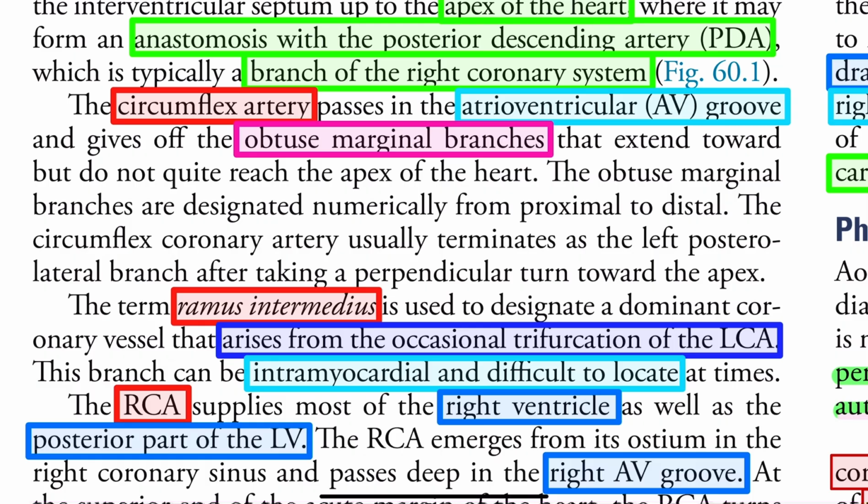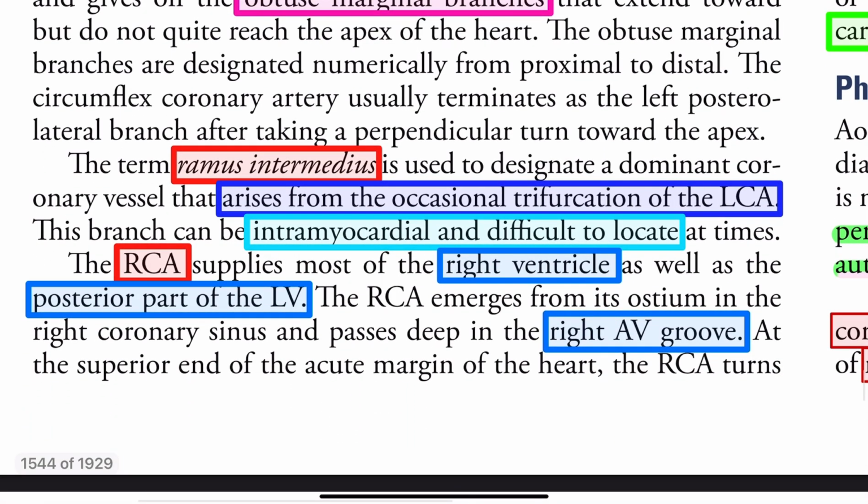Okay, and the third, which is not always present, is the ramus intermedius. It arises occasionally from trifurcation of the left coronary artery. Remember, if the left coronary artery trifurcates, it gives the ramus intermedius. Okay, and it is intramyocardial, so it is difficult to locate. Okay, it's inside the myocardium, so it is difficult to locate.